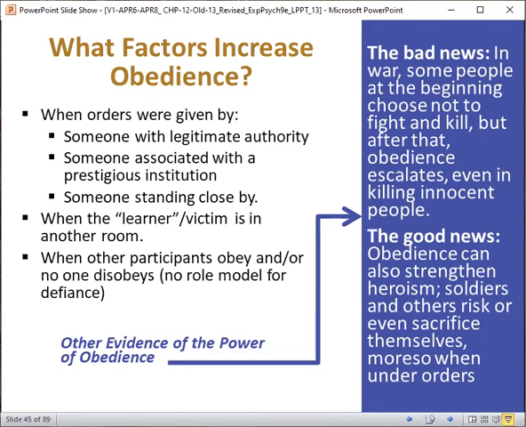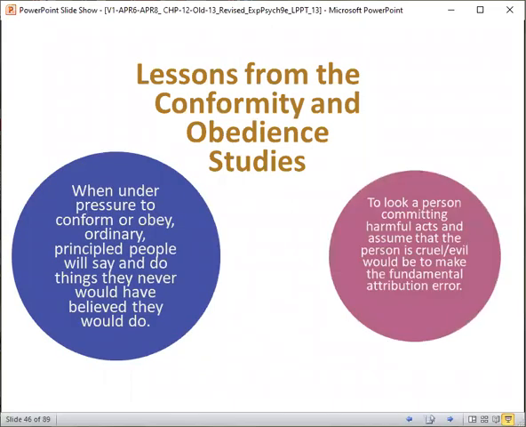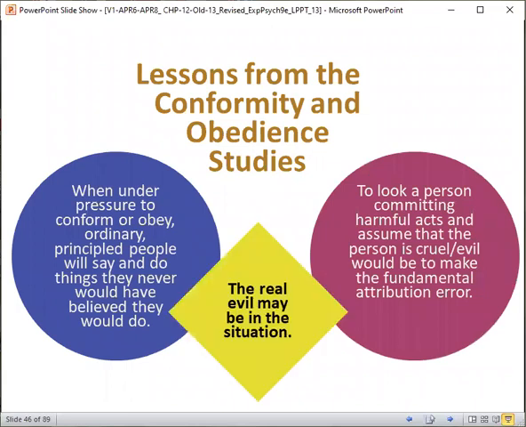But obedience can be controlled, in that people who have control of the system can hurt and kill even those people who are disobedient. So when Milgram did these studies and Asch did his studies, there were several lessons learned from the conformity and obedience studies. When under pressure to conform or obey, ordinary principled people will say and do things they never would have believed they would do. To look at a person committing harmful acts and assume that the person is cruel or evil would be to make a fundamental attribution error. The real evil may be in the situation.